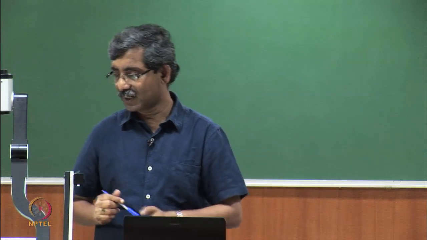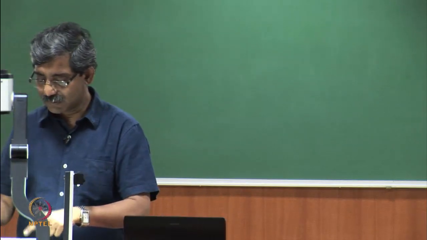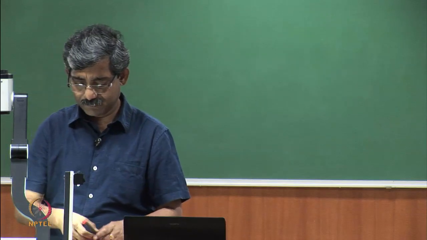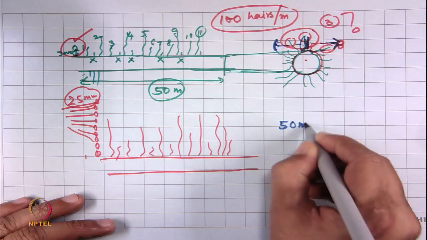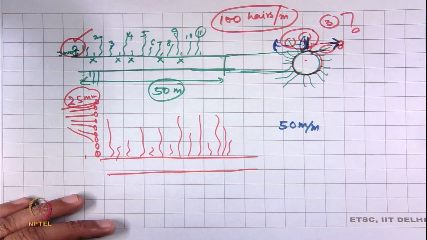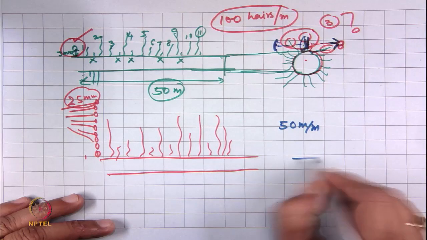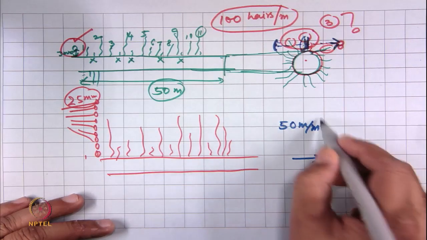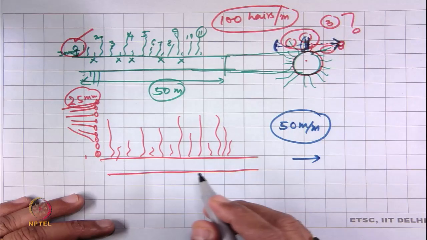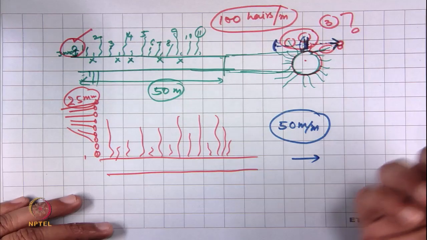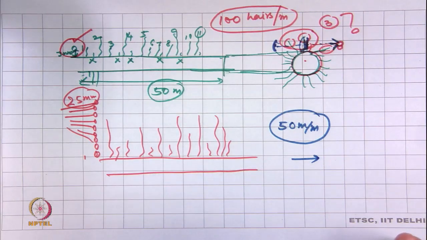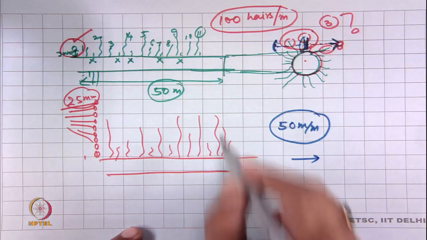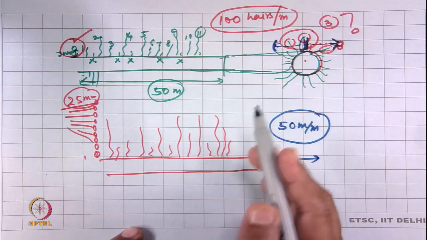Now, let us see. This is the yarn, suppose it is running at say 50 meters per minute. This yarn will give a certain result, and 50 meters per minute is sufficiently high to have a quick test, and sufficiently low so that the hairs do not get distorted.